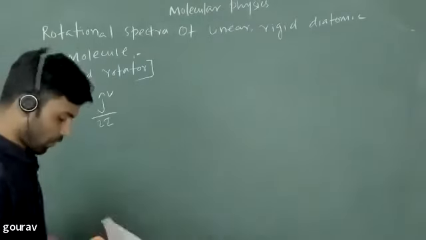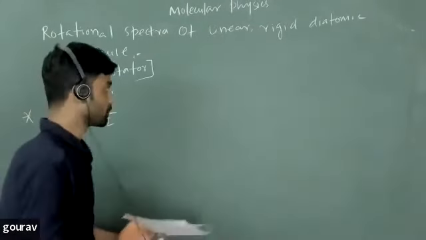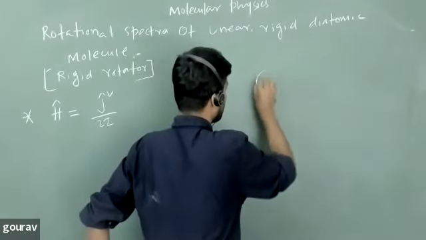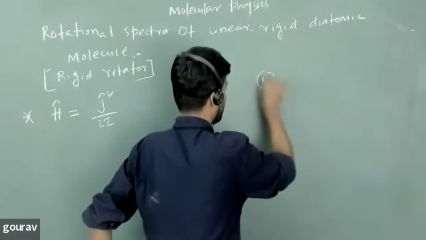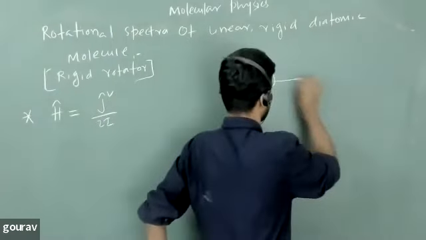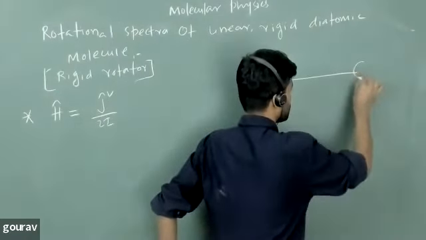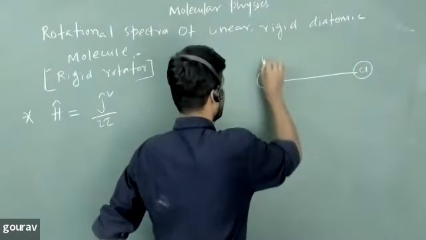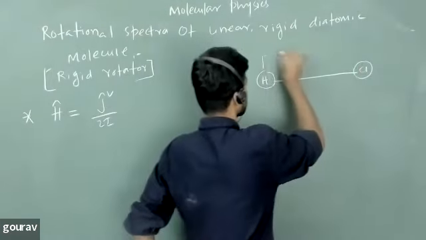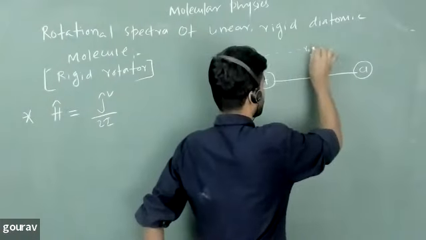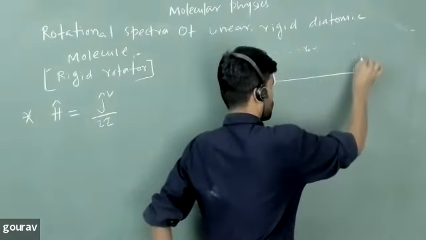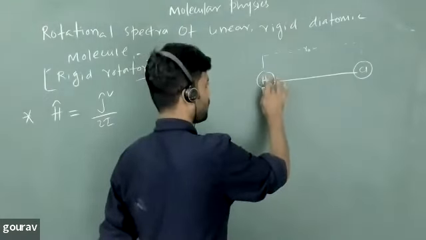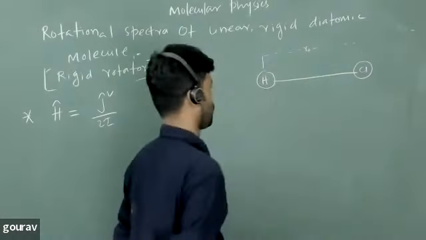Okay, so let me define. Suppose again I'll take some molecule, but this diagram will be a little bit long. So this is your H, this is your Cl. Let us assume that the bond length is R naught. Bond length means the distance from the center of H to the center of Cl, that is R naught.